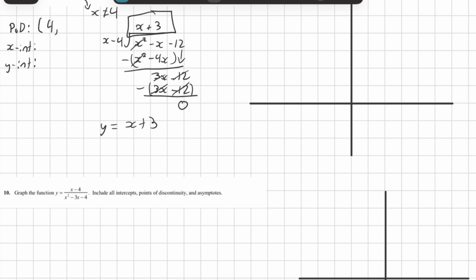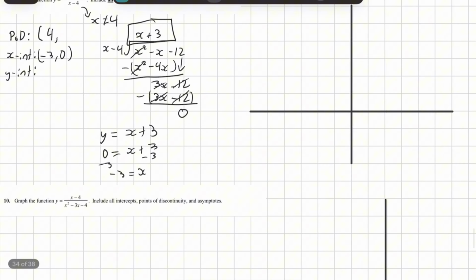Now to find your x-intercept, you just put y as 0. So when we have 0 equals x plus 3, we take away 3 from both sides, and negative 3 equals x. So x is negative 3 when y is 0. And now for the y-intercept, we just put x as 0. So y equals 0 plus 3, so y equals 3. So when x is 0, y is 3.